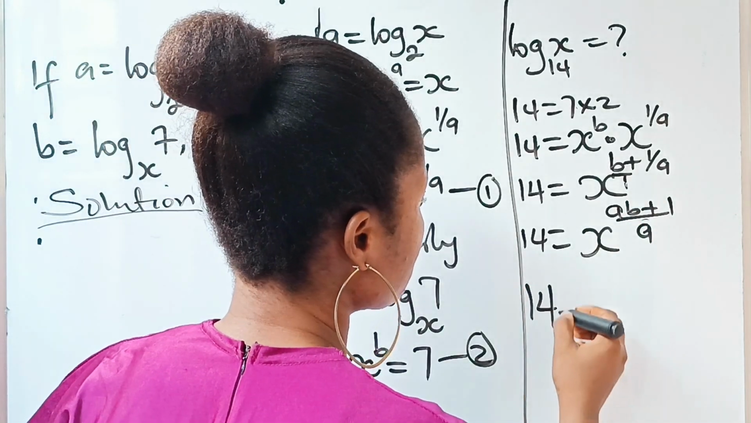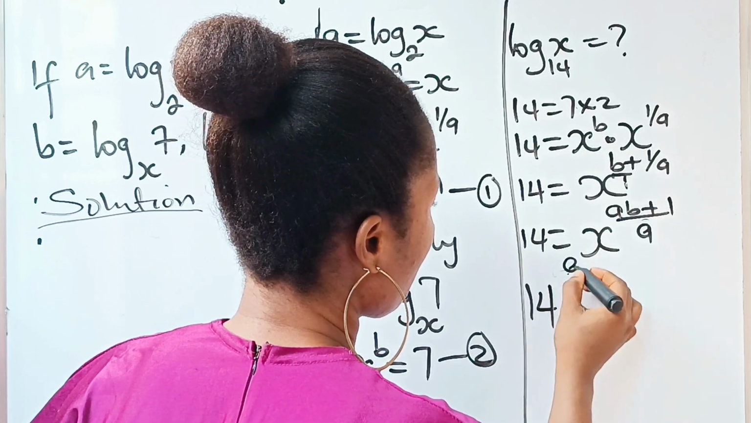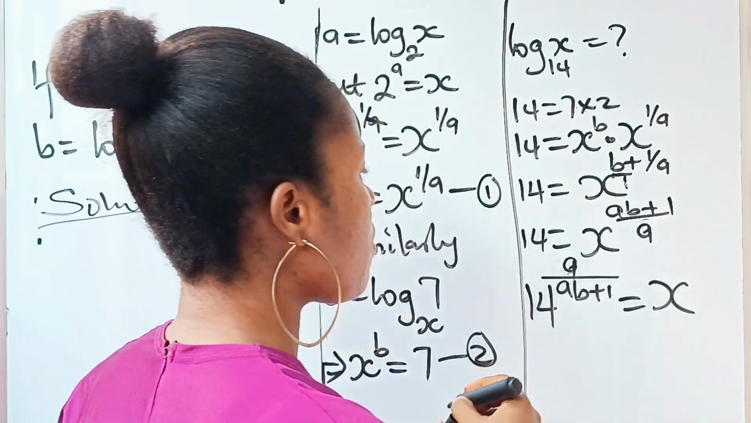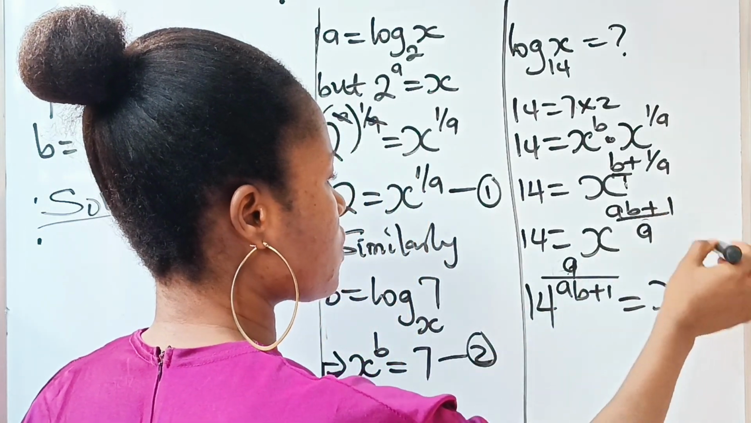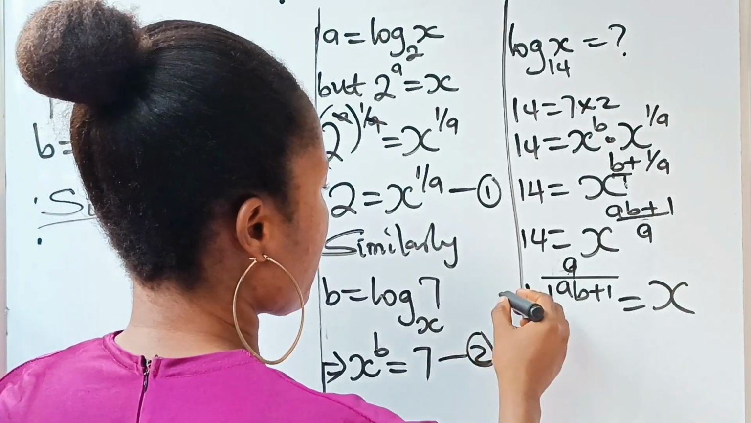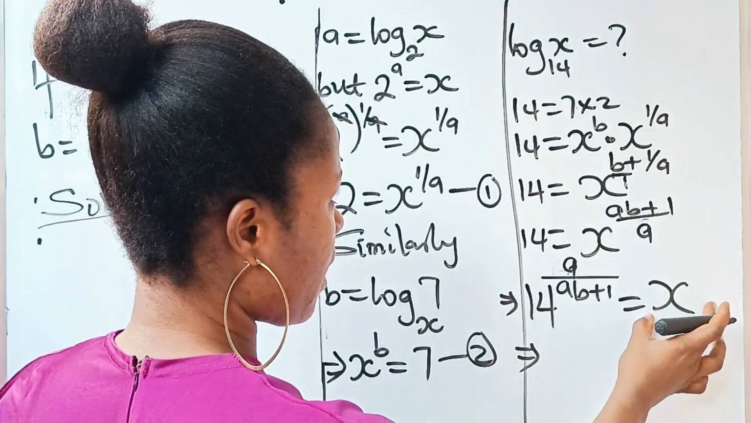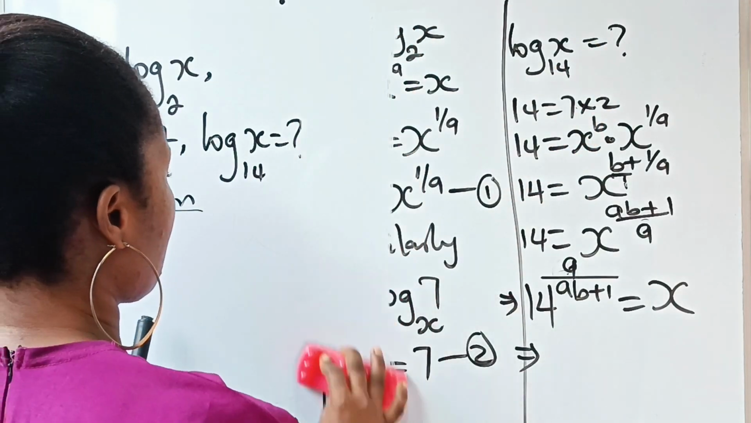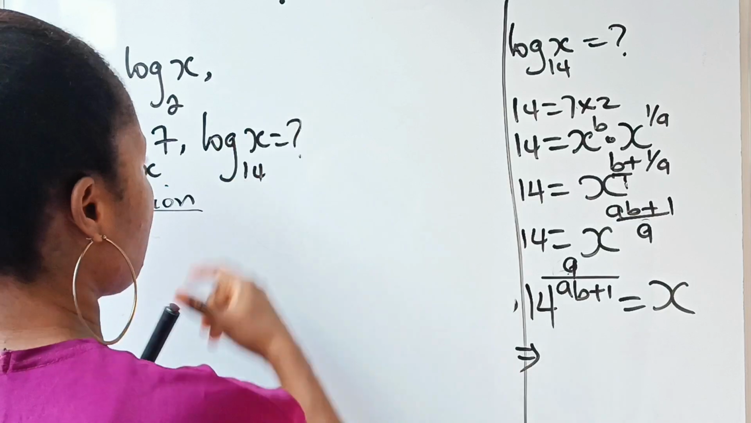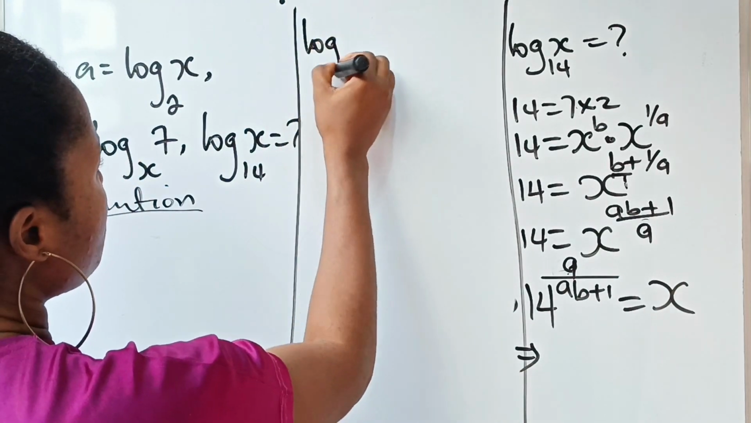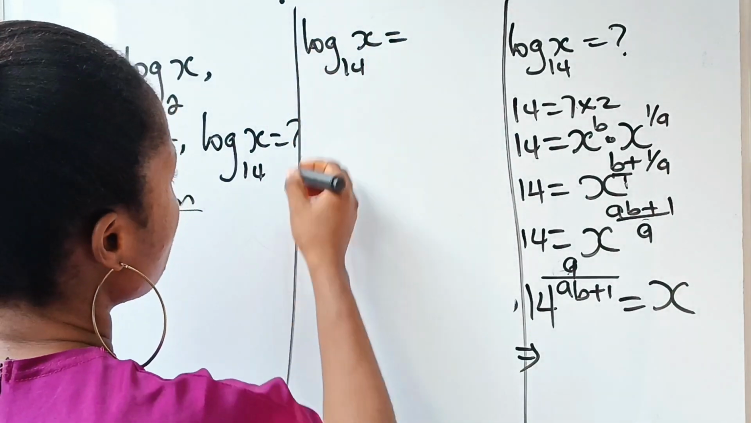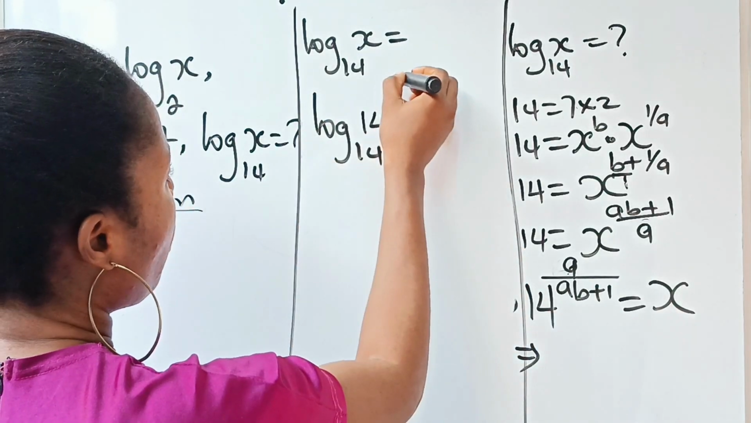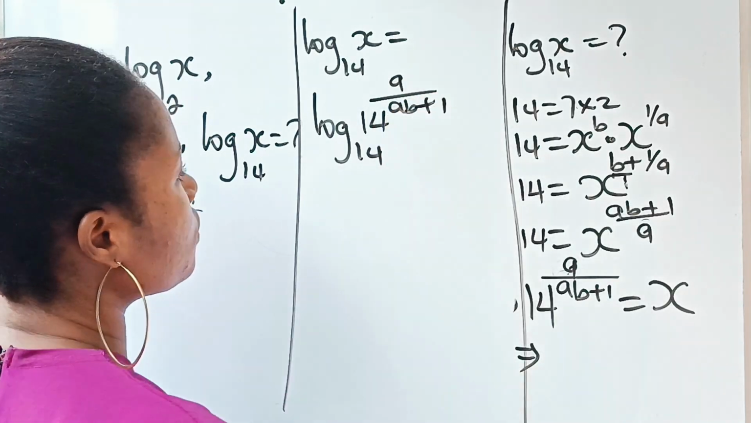So if we say 14 raised to the power of a divided by ab plus 1 should be equal to x, because if we raise this side to the power of this we cancel this, we are left with only x. All right, now this implies that this is our x. Now we are looking for the value of log base 14 of x. So let's do that here. Log to base 14 of x then should be equal to log to base 14 of, recall that our x is what? 14 to the power of a over ab plus 1, okay?